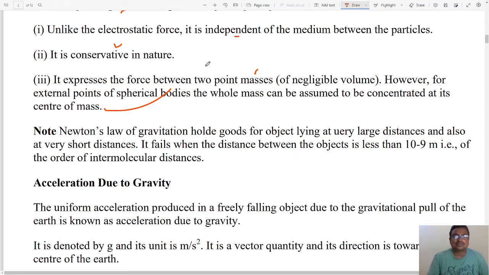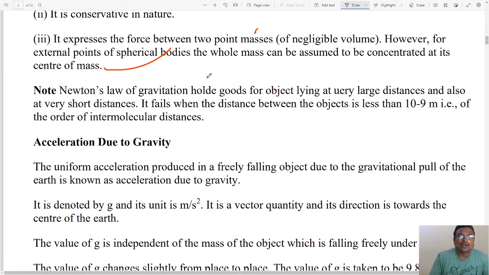Now, dear students, Newton found out the universal law of gravitation. The universal law of gravitation depends upon three factors. Force is directly proportional to the product of the masses and inversely proportional to the distance. That means if the masses increase, the force increases. If the distance is less, the force is more. If the distance is more, the force is less.